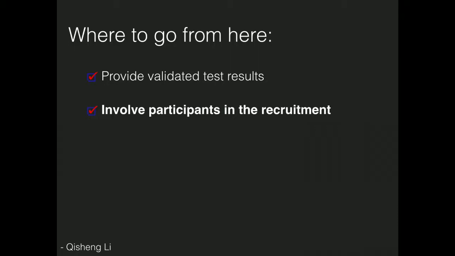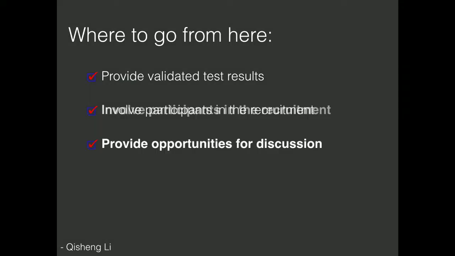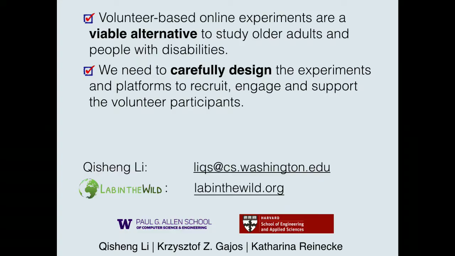So where to go from here? Because people are seeking feedback from the test, it's important to provide validated test results. And also, we see people recruit each other at external forums, so we can find ways to involve participants in the recruitment. And finally, we should provide bidirectional opportunities for further discussion between researchers and the participants. And that's the end of my talk. Thanks.